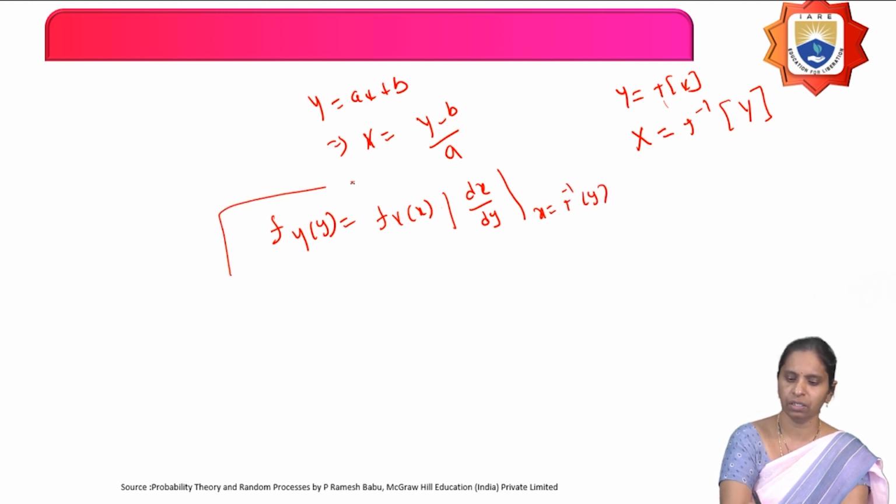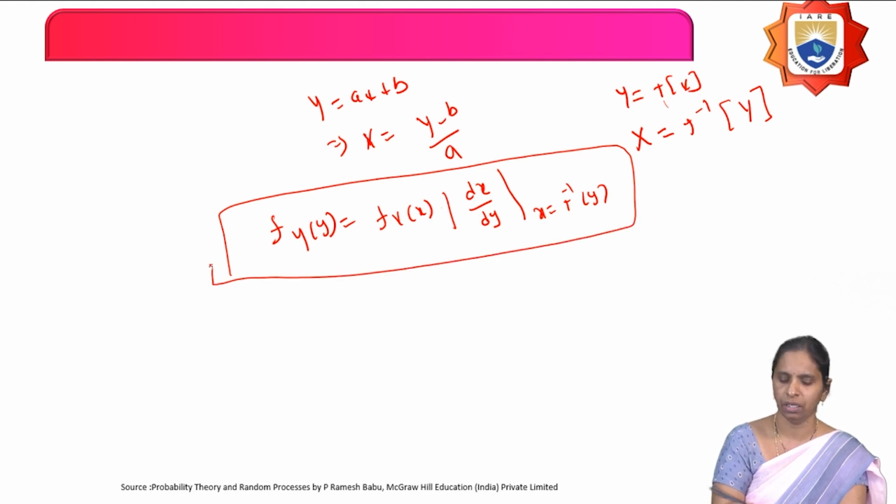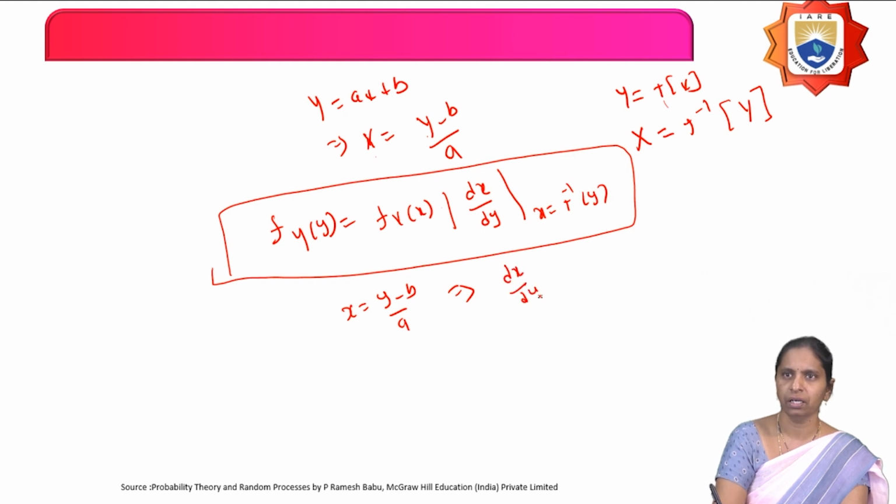So this is the density function of the transformed random variable. Now, you have to calculate dx by dy. So, you know x equals (y minus b) by a. So, what is the x value here? (Y minus b) by a. Now, differentiate both sides with respect to y. Then dx by dy equals 1 by a.